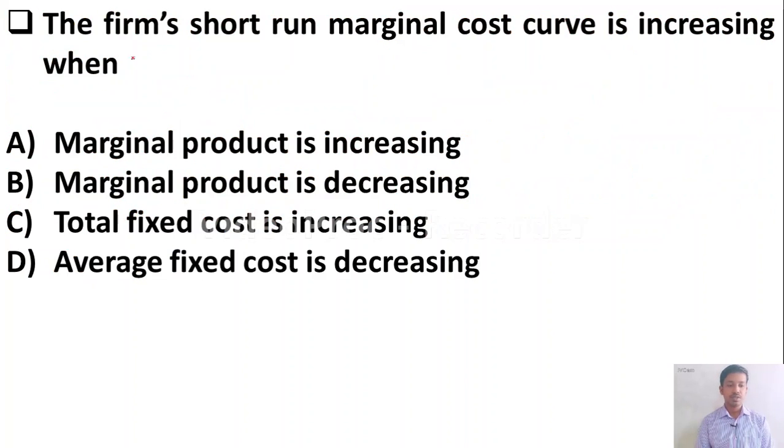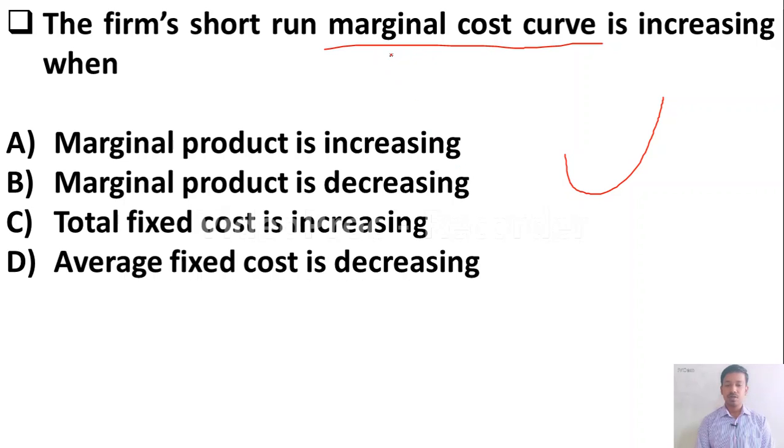The next question is: the firm's short run marginal cost curve is increasing when... you know the shape of the short run marginal cost curve, it is always U shaped. Option A, marginal product is increasing; option B, marginal product is decreasing; option C, total fixed cost is increasing; option D, average fixed cost is decreasing.